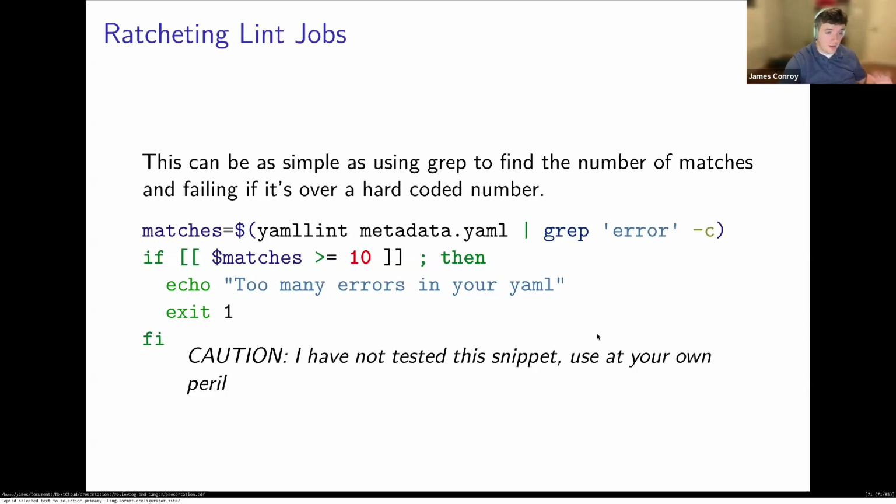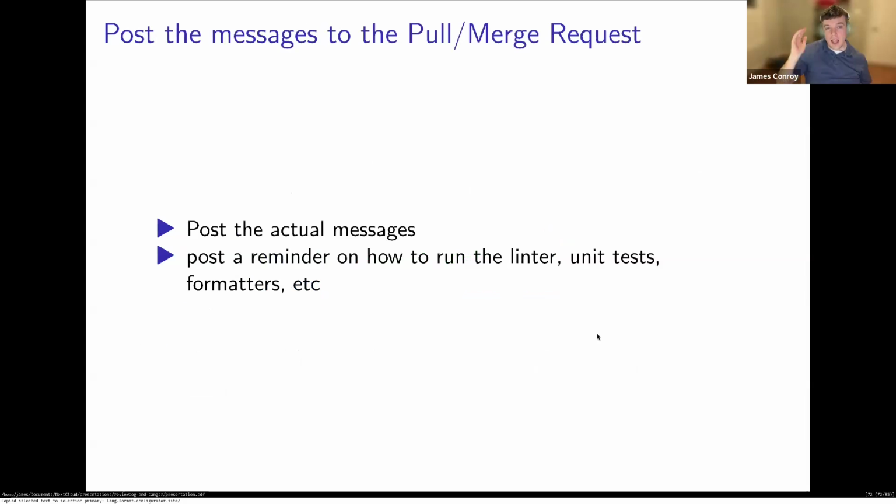But like I said, I've not tested this snippet or this CI job myself. I've got a different way that I prefer. I like just grabbing the lint messages about the lines that have changed in your patch set, in your merge request, and just posting them to the same page and saying, hey, here's an issue. And I don't want to have to do that for each one, so I've got robots to do that.